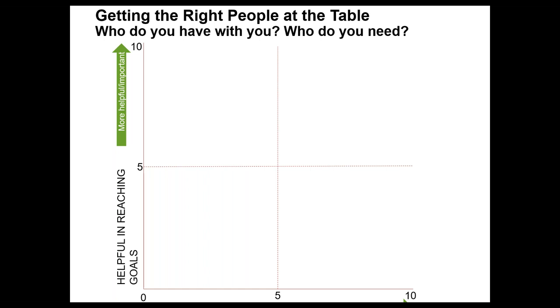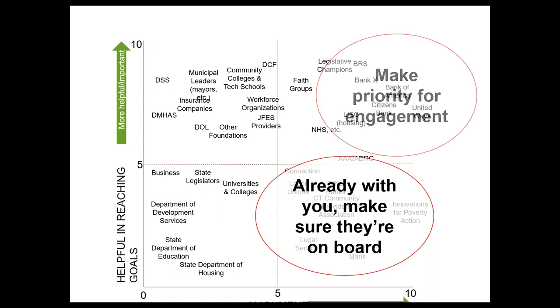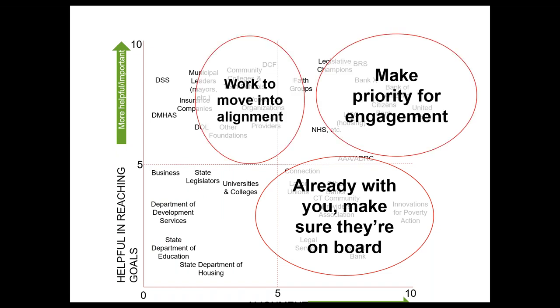So if you go to the next slide, this is an example of it actually being filled out. And if you keep clicking, we'll pull up three circles. Yeah, there's one circle, two circles, and then three. Perfect. So this shows, once it's been mapped out, so you just put on sticky notes with your group different partners, players in your space, in your community, and then you map them on alignment versus helpful or influence.